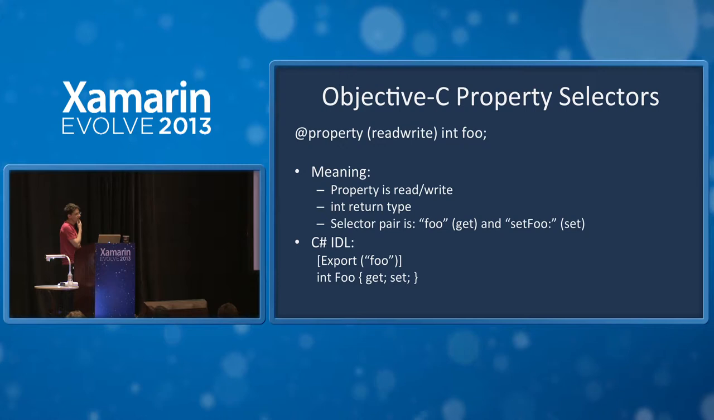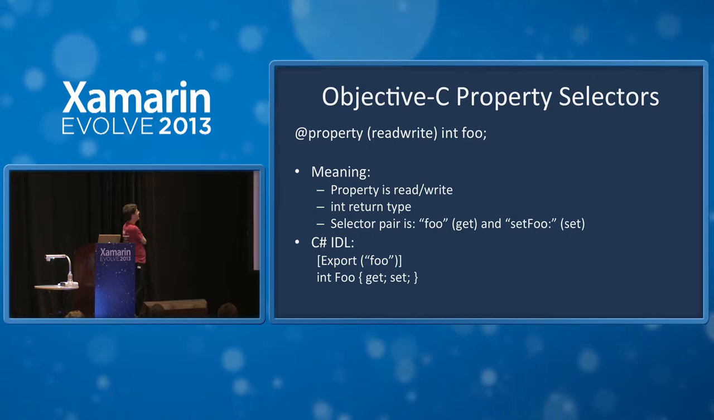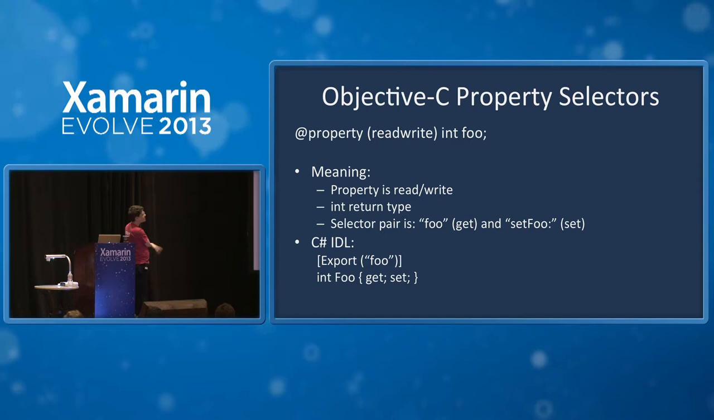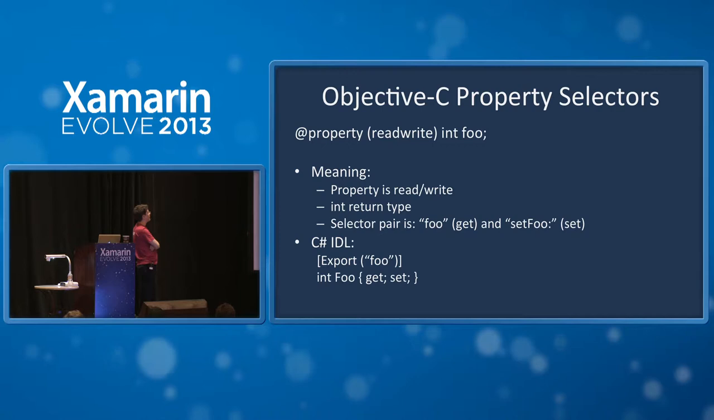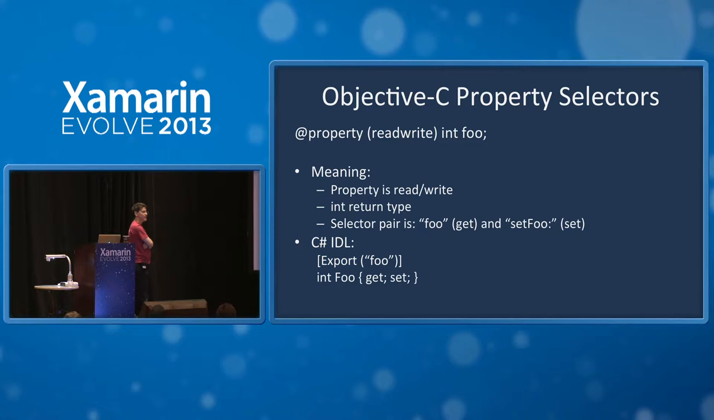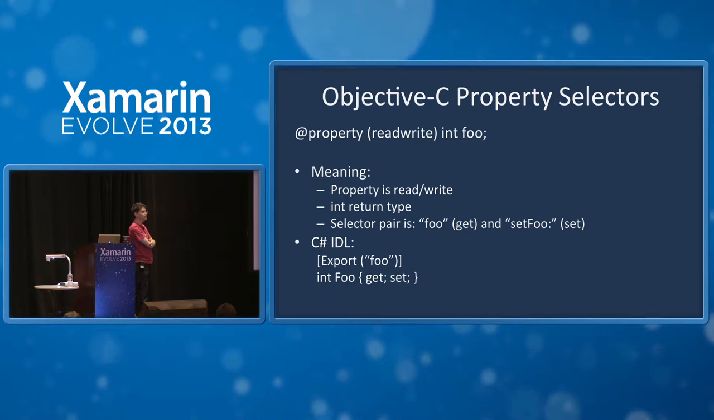Property selectors, the way that you would find it is you would see in the source code something like add property, read write, or read only, int foo. This is a read write property, which means that you should have a getter and a setter. It returns an int. And what the compiler actually does in Objective-C is that it generates two methods for you. It generates a get foo and it generates a set foo, right? Set foo with a colon, and it uppercases the letter, right? You don't need to know this. I'm just telling you that as some background to know what's going on behind the scenes. The way that you bind is just say export foo, get and set, and that's it.